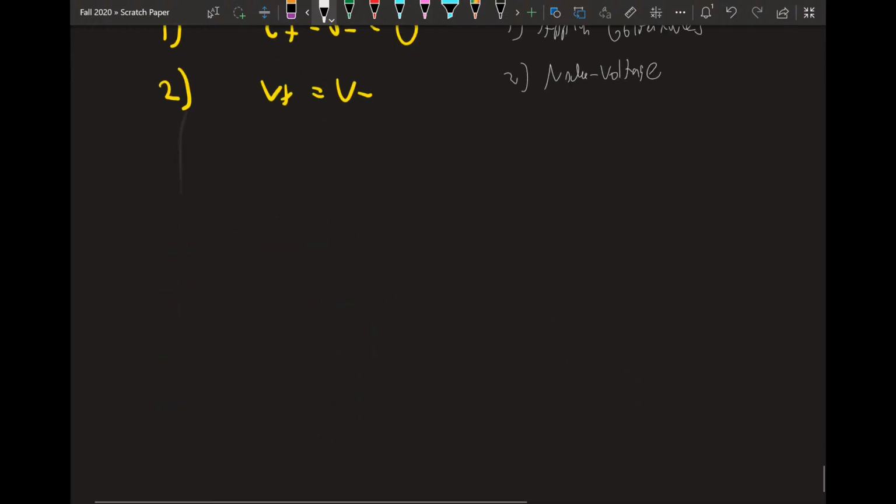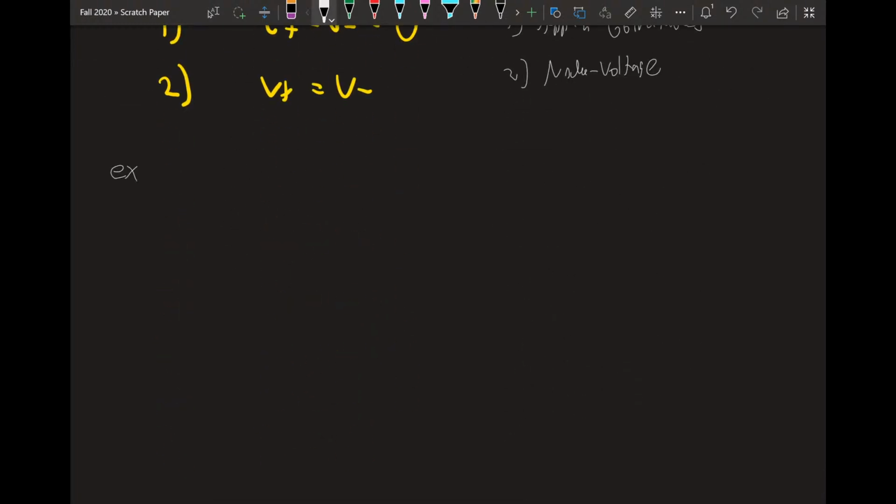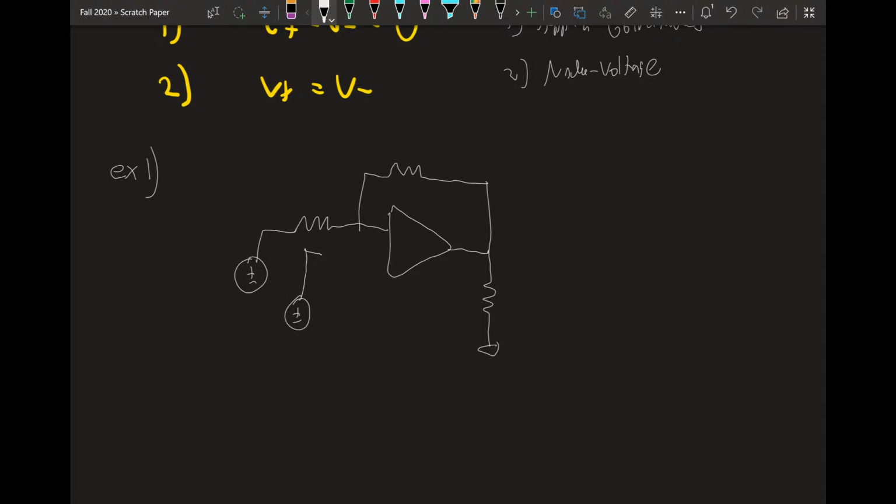So, example 1. Let's say we have a voltage source, a nice triangle, oh, too far up.